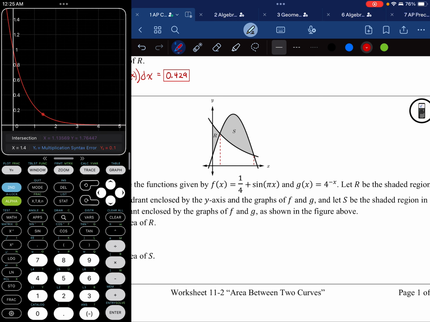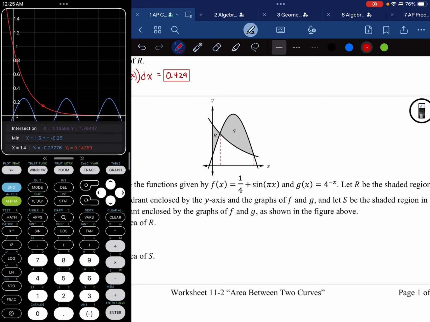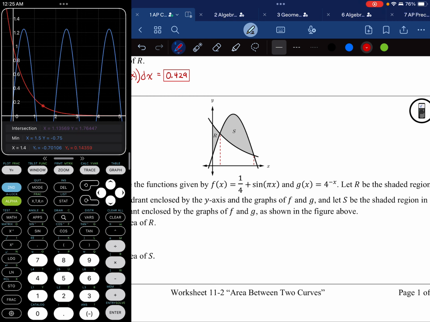What's going on? Multiple syntax error. What's going on with my syntax error? Oh, there's a plus up here randomly. I don't know what happened here. Let's get rid of that plus. So delete. Let's graph this thing. It looks like this is the wrong graph. What did I enter wrong? 1/4. Oh, the plus needs to go right here. Plus sine of pi x. Okay, does that look good?